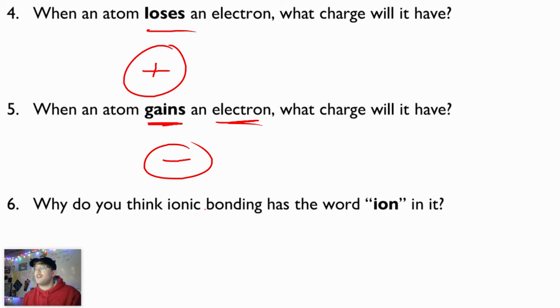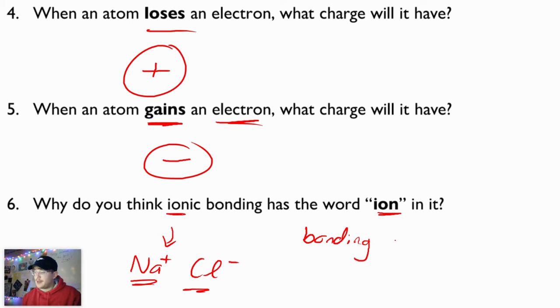Why do you think ionic bonding has the word ion in it? Well, ionic bonding is going to have ions in it. If we're looking at an ionic bond between sodium and chlorine, these are both ions. They're going to attract each other because sodium gave up its electron to chlorine. So ionic bonding is just bonding between two ions. That's different than covalent bonding, where there's no ions involved. Here, there's ions involved. Well, what's an ion? An ion is a charged atom.